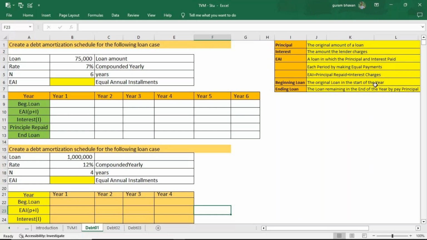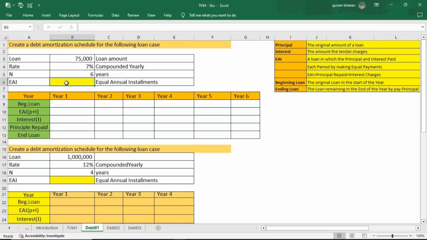Okay, so here in the first scenario they are telling that the person has taken a loan of 75,000. So this is my loan amount. The rate offered by the bank is 7%, which is compounded yearly, compounded annually. So NPER is 6. I need to calculate the EAI.